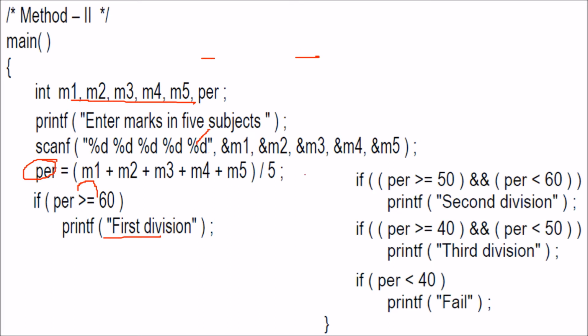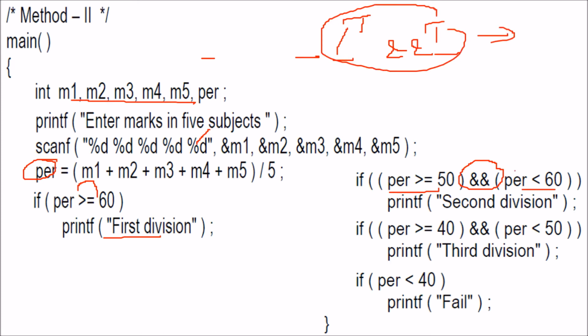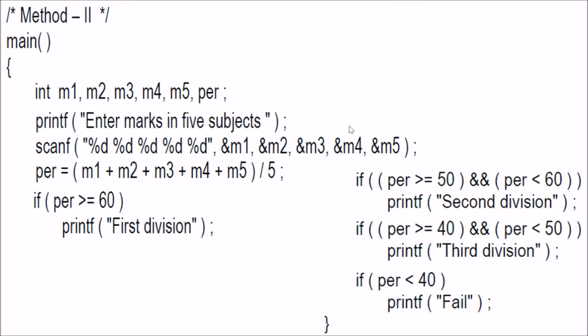But now for the second one, we know it is 50 to 59, so we have to take a range. What we can do here is, if PER is greater than 50 and PER is less than 60, that means in AND, if both the conditions on the left and right hand side are true, then only it is going to give you true. So if both are true, then second division. Then we again check if it is between 40 and 50; if both are true, we say third division. And if PER is less than 40, we say fail.